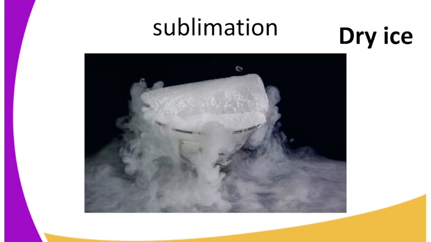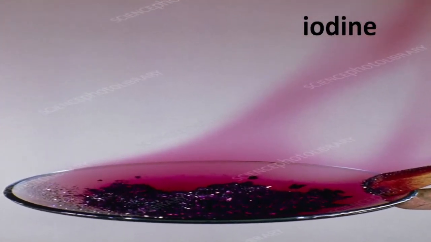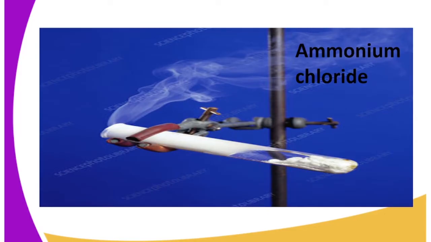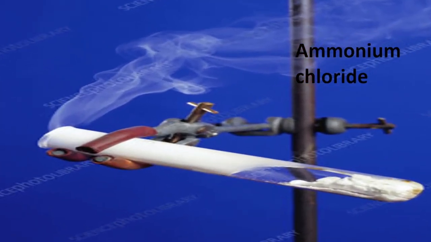Another substance that undergoes sublimation is iodine. Iodine also undergoes sublimation. It changes directly from solid to a gas. Another substance that undergoes sublimation is ammonium chloride. Ammonium chloride also undergoes sublimation. It changes directly from a solid to a gas.